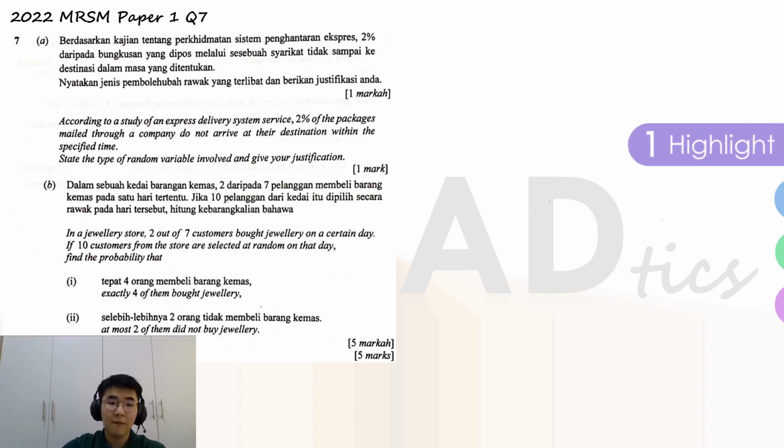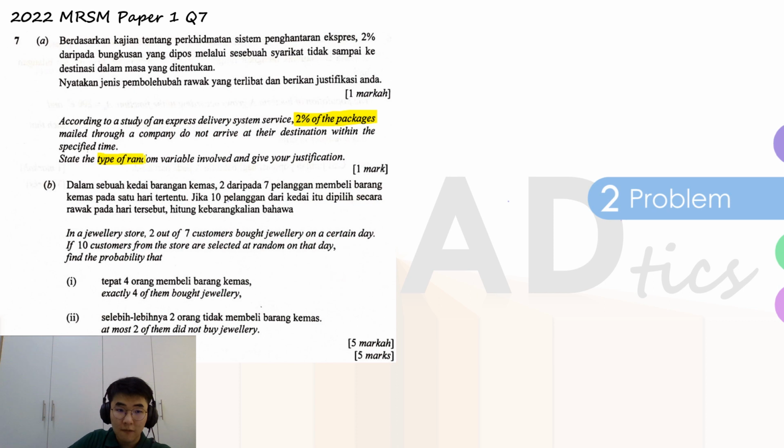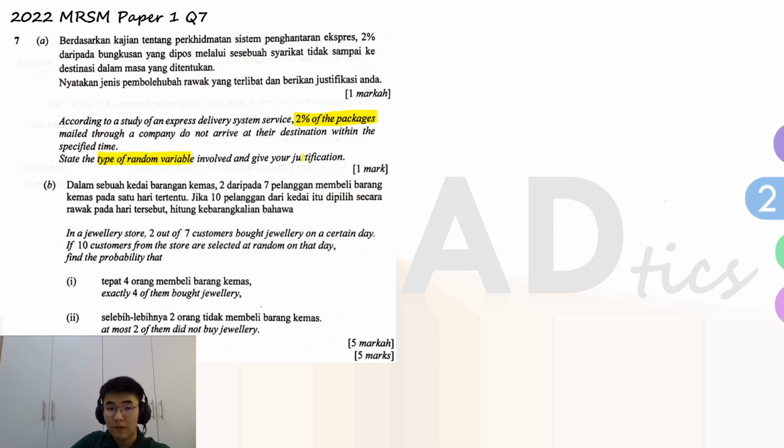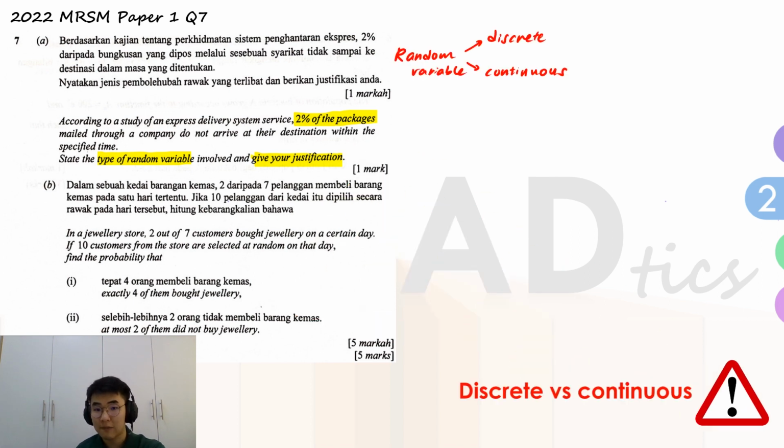Alright, for part A, we have this study whereby a delivery service has 2% of the packages being late. From this study, we need to state the type of the random variable and give our justification, which means we need to give a reason. For random variables, we actually have two types. One is discrete and one is continuous. Discrete means countable and continuous means uncountable.